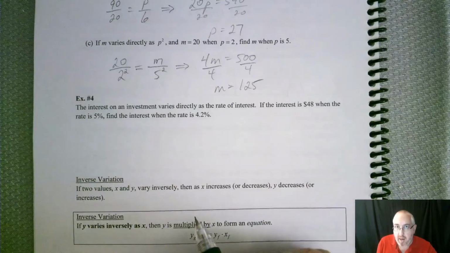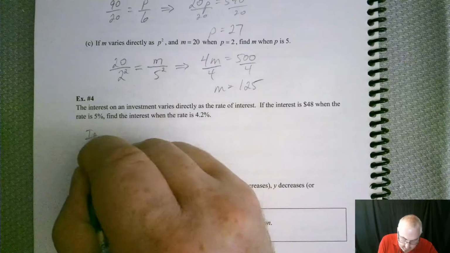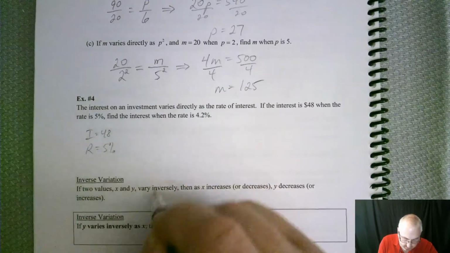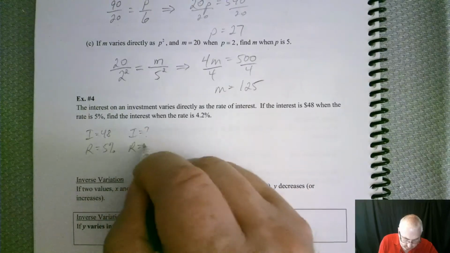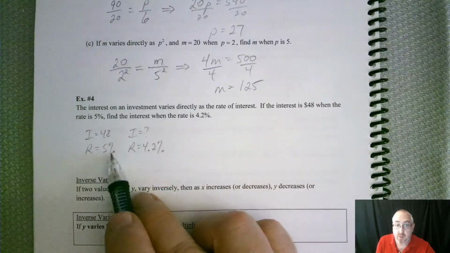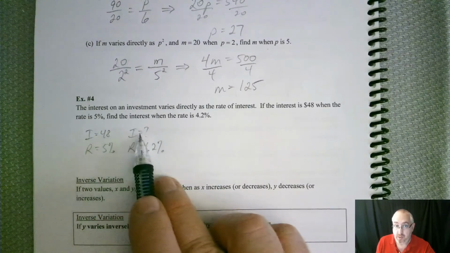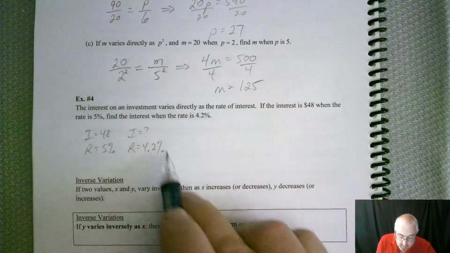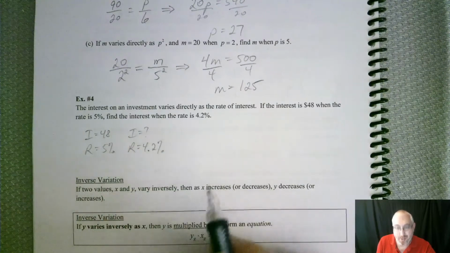So let's use I and R. So we got I is 48 when R is 5%. What's I when R is 4.2%? So the interest rate is going down, so we would expect that the interest will go down as well. So let's see. Now what's nice about doing these types of setups is that generally you can almost steal it and put it right into a proportion.